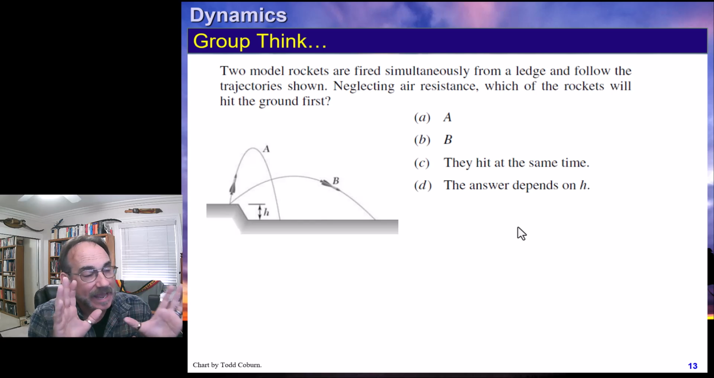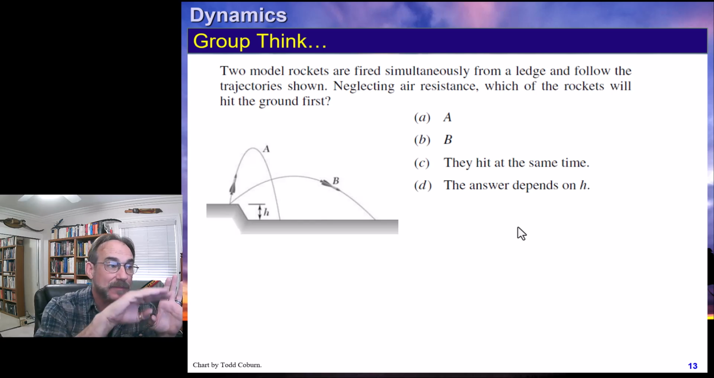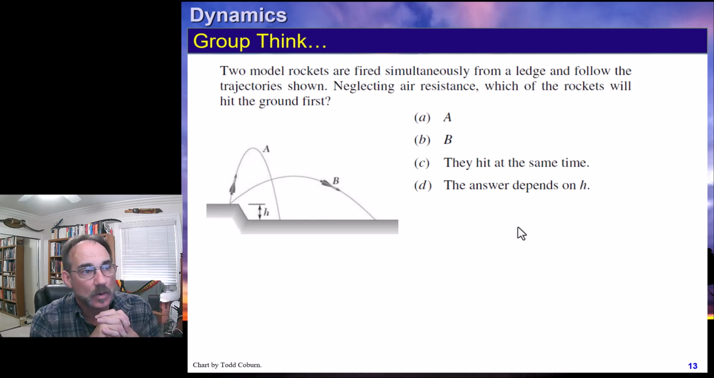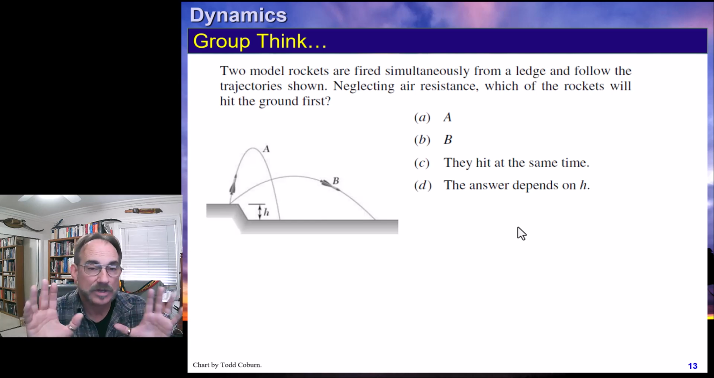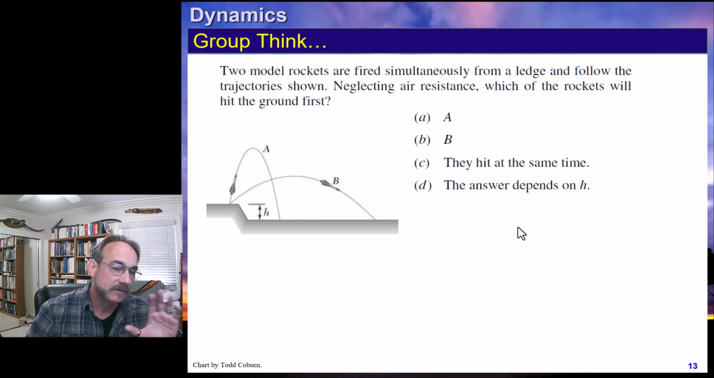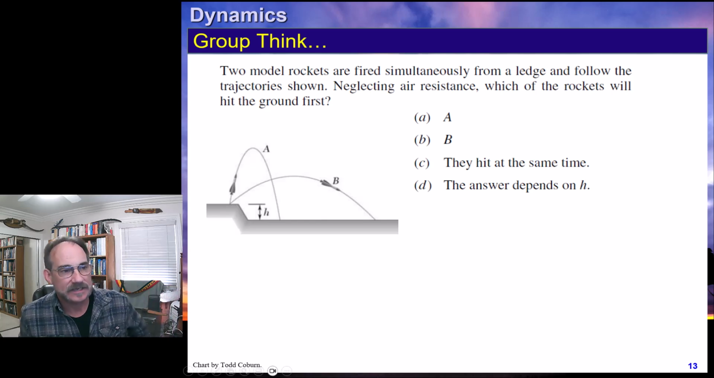So is it A, the one that goes higher? Is it B, the one that goes lower? Do they hit at the same exact time, or does the answer depend on h? So think about that for a few minutes. Maybe stop the video, do some scratching and calculating, and think about it. And once you think you've got your answer, then come back and let's continue.